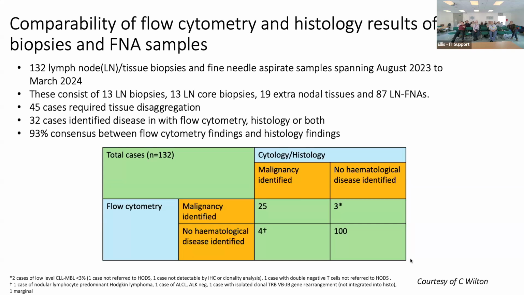So of the samples, there were 132 lymph nodes or tissue biopsies. So sometimes these aren't lymph nodes, as you're more aware, sometimes they were small bowel biopsies, mediastinal masses, etc. Or finally the aspirates. These ones don't actually need disaggregating. We looked at them. We could see that there were 45 of these that needed disaggregation that I've just mentioned. And then of them, 32 of them identified some disease in flow cytometry. So we were able to identify that there were, say, clonal B cells in there. And there was a 93% consensus between the flow findings and the histology findings, with a couple of outliers, which could be explained.